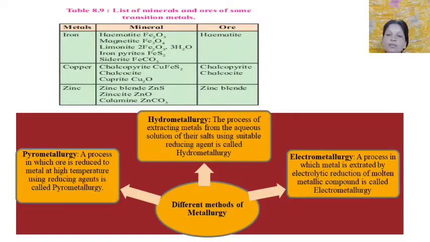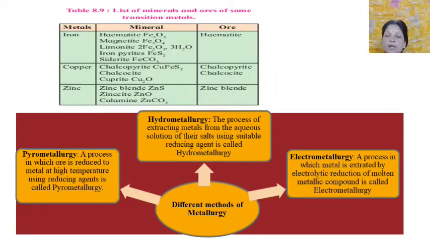Now there are different types of metallurgy. Three are discussed in your syllabus. First we will discuss hydrometallurgy. It is the process of extracting metal from the aqueous solution of its salt using a suitable reducing agent. The next is pyrometallurgy, a process in which ore is reduced to metal at high temperature using a reducing agent. Pyro means high temperature.